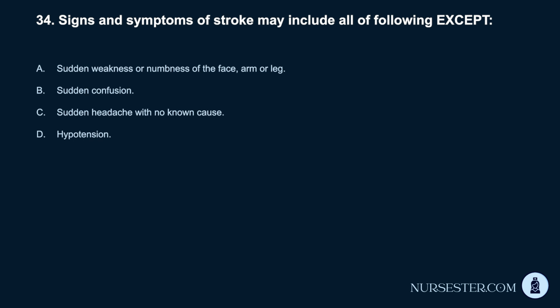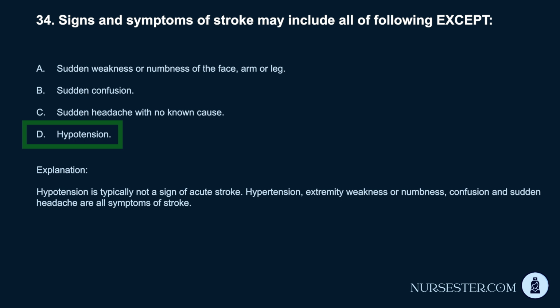34. Signs and symptoms of stroke may include all of the following except A. Sudden weakness or numbness of the face, arm or leg. B. Sudden confusion. C. Sudden headache with no known cause. D. Hypotension. Correct answer, D. Hypotension. Hypotension is typically not a sign of acute stroke. Hypertension, extremity weakness or numbness, confusion and sudden headache are all symptoms of stroke.